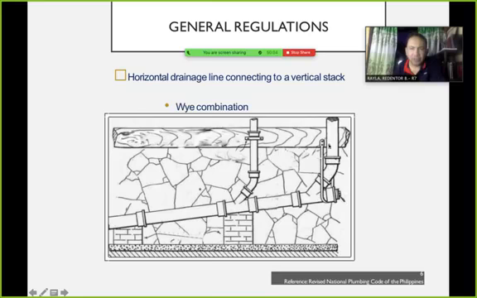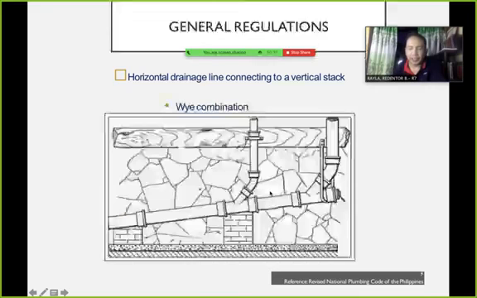In order to connect the straight vertical stack, you have the clean out. This is another Y combination. So this is the building horizontal drainage line, or what we call the building drain. In a house, that is the house drain. So that's the regulation.